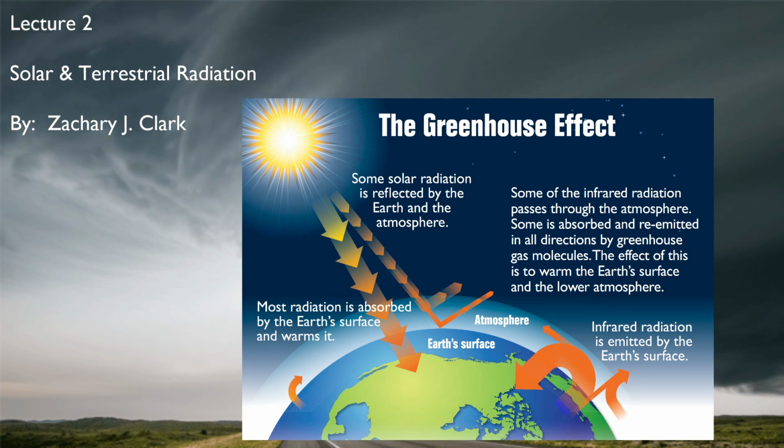So basically, to reiterate, some solar radiation is reflected by the Earth and the atmosphere. Most radiation is absorbed by the Earth's surface, which warms it. Some of the infrared radiation passes through the atmosphere. Some is absorbed and re-emitted in all directions by greenhouse gas molecules. The effect of this is to warm the Earth's surface and the lower atmosphere.